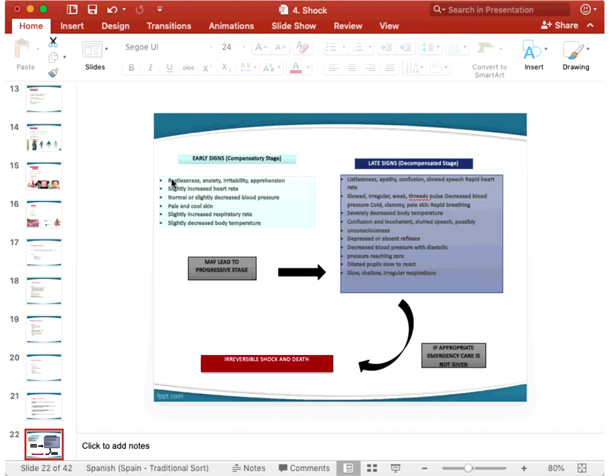So you see here, if you see some early signs, like your patient is cold, looks a bit pale, has a slightly increased respiratory rate, or slightly decreased body temperature, you need to act quickly. But let's assume that your patient arrives in late signs. You need to act quickly, and you need to reverse this. If no measures are taken when you see late signs of shock in your patient, then your patient is going to die.